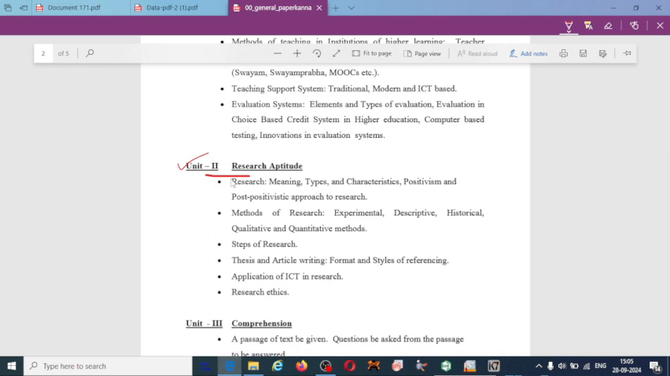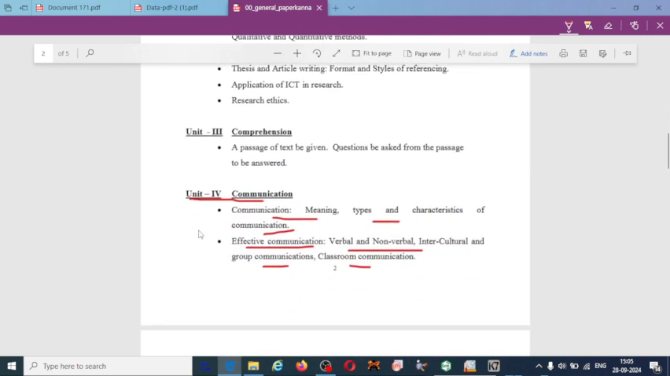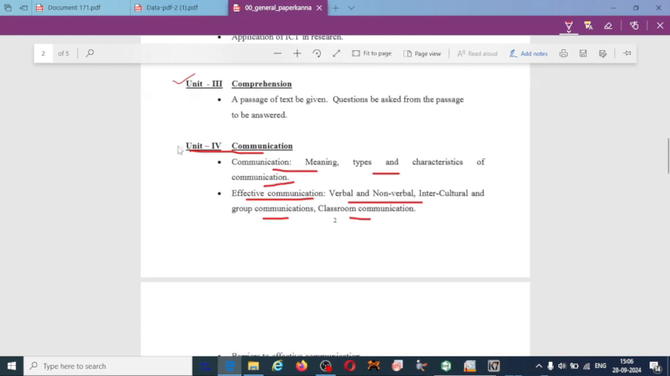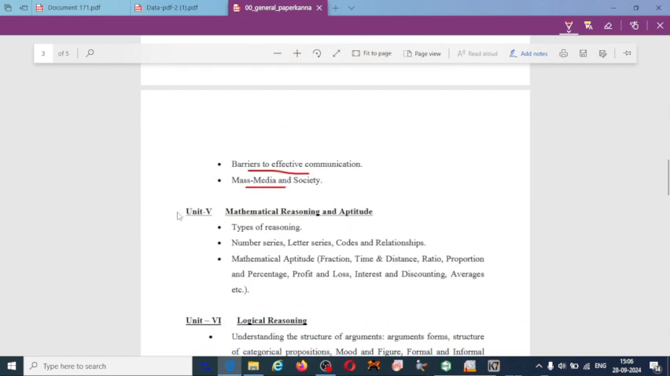teaching aptitude, unit 2 research aptitude, and the comprehension, just you should read the paragraph and write the answers. So you can practice many of the comprehension passages and then try to answer the questions. Answer there itself in the paragraph. So communication also I have explained.